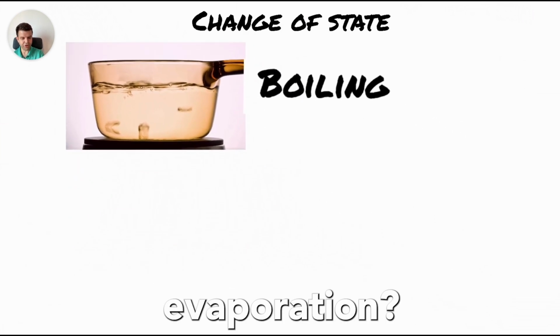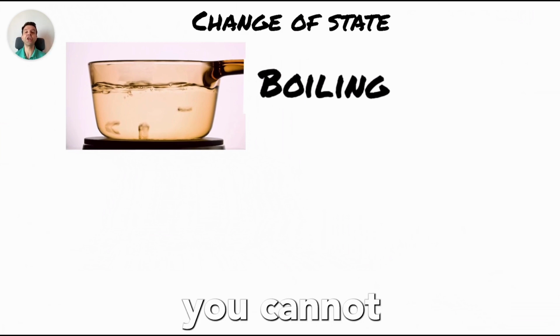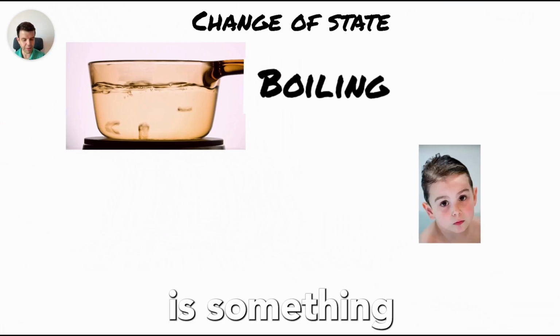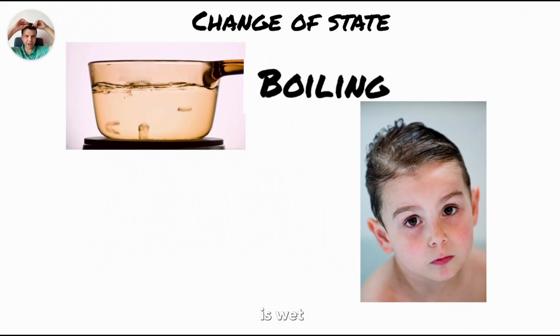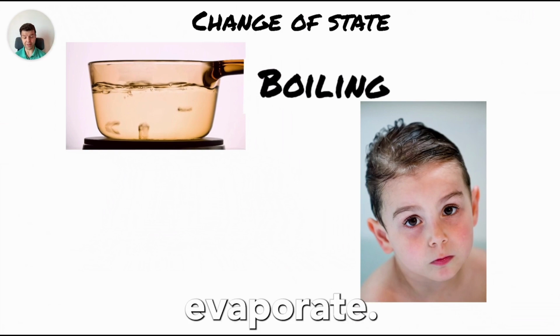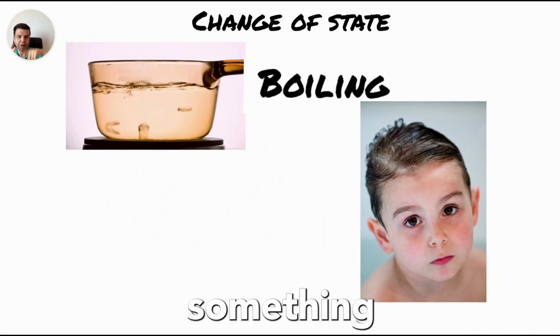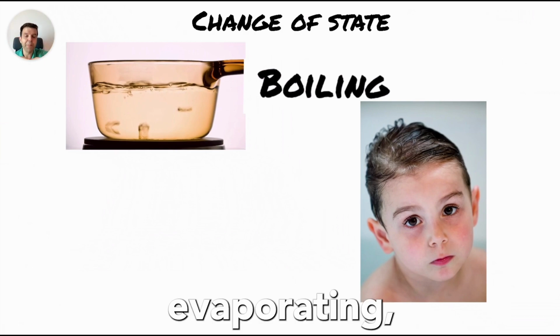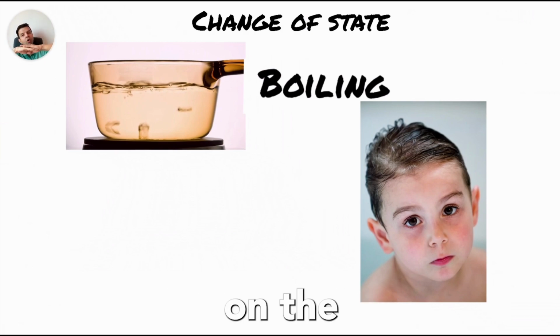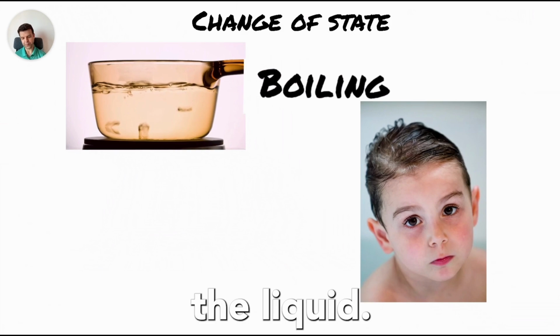What about evaporation? Evaporation is something that you cannot stop. Evaporation happens right at the surface of the liquid. So if your hair is wet, the water on your hair evaporates. So there's a big difference here. If something is boiling, it would be boiling all the way. If something is evaporating, it would only occur on the surface of the liquid.